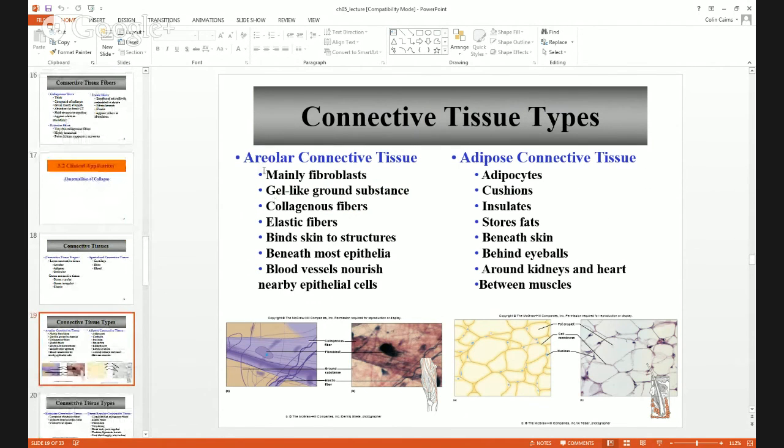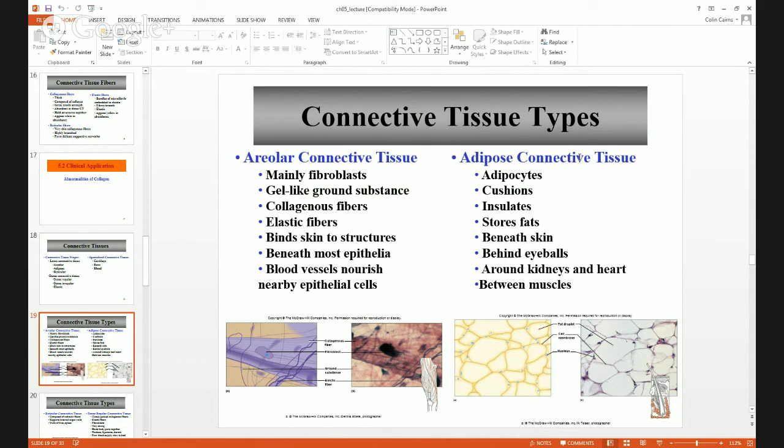Let's talk about areolar connective tissue. Mostly fibroblasts. There's a gel-like ground substance, lots of collagen, lots of elastic fibers. It binds the skin to structures beneath, most of the epithelia, and blood vessels nourish nearby epithelial cells.